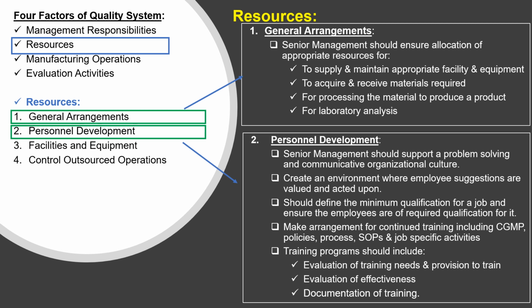For personal development, senior management should support a problem-solving and communicative organizational culture. They should create an environment where employee suggestions are valued and acted upon. They should define the minimum qualifications for a job and ensure the employees are of required qualification for it. They should make arrangements for continued training, including the CGMP, policies, processes, SOPs, and the job-specific activities.